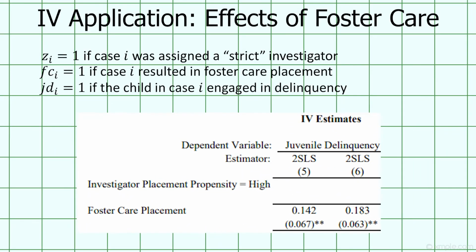We can see from our second stage that foster care placement increases the probability that a youth is arrested by about 14 percentage points, which is much smaller than our 40 percentage point naive estimate, but is still a significant adverse effect of foster care placement. So does this mean that foster care is universally bad for children?